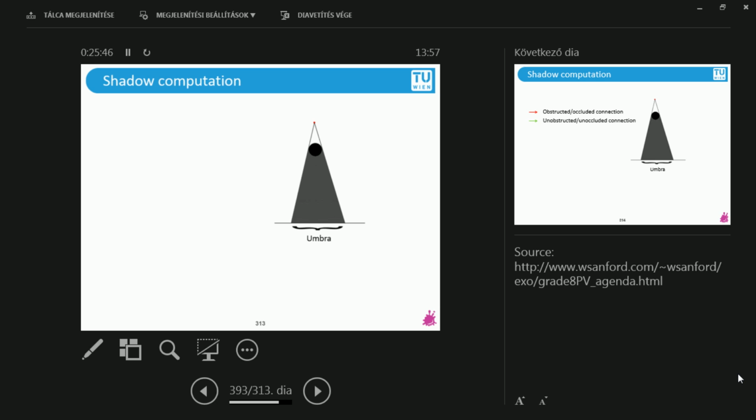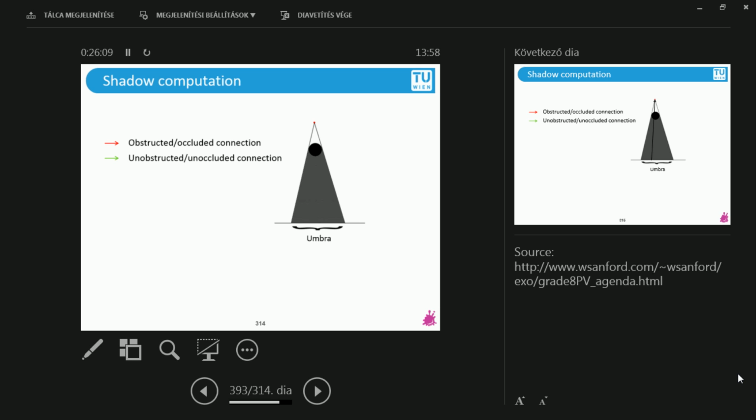Let's take a look at an example. This small red dot on the top is a light source. This is a point light source. And this black thing is a sphere. Behind that, with respect to the light source, we have an umbra. This is a completely shadowed region. This is the name of the completely shadowed region.